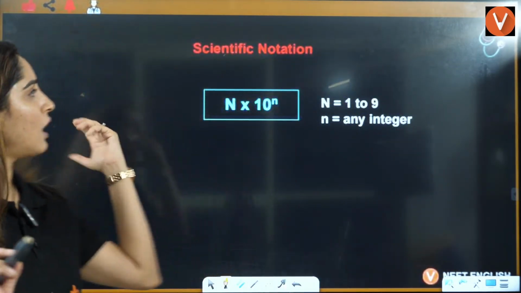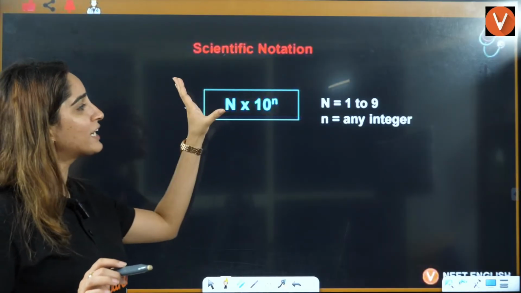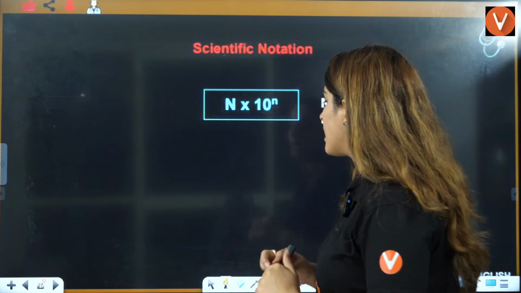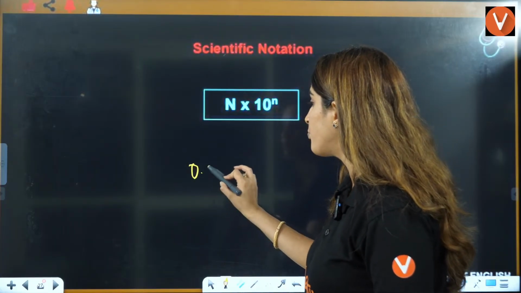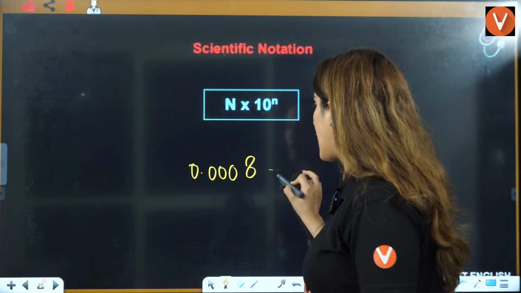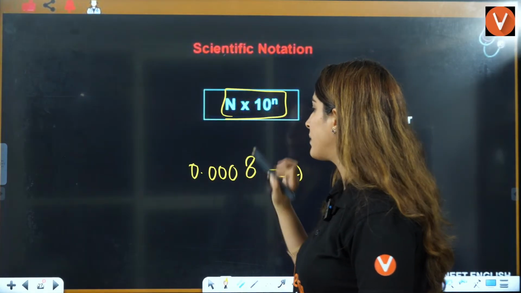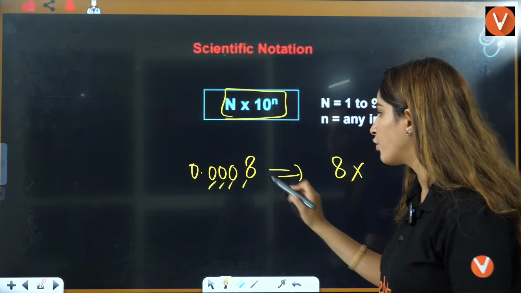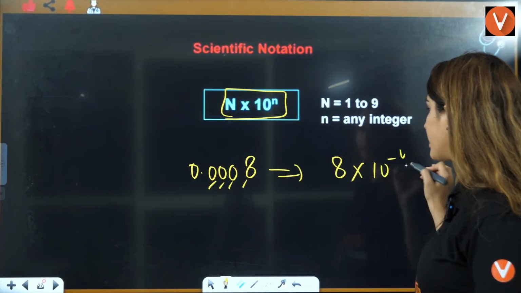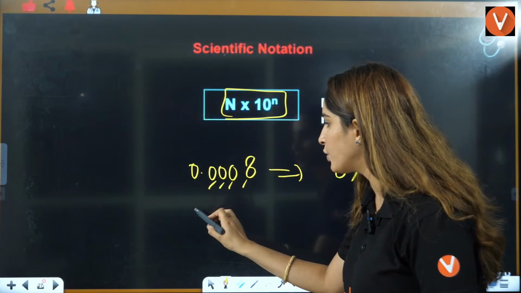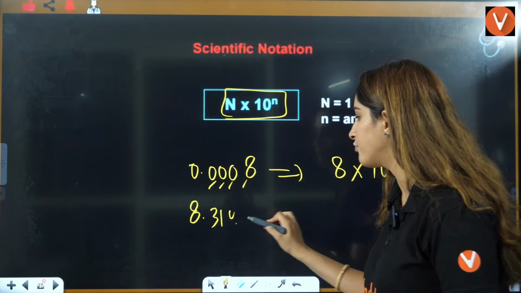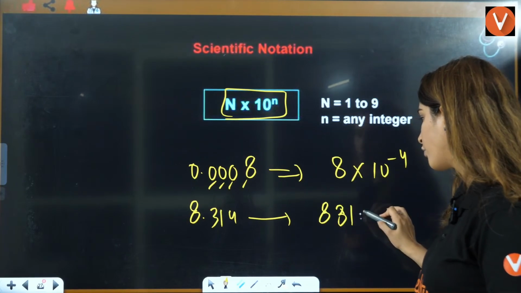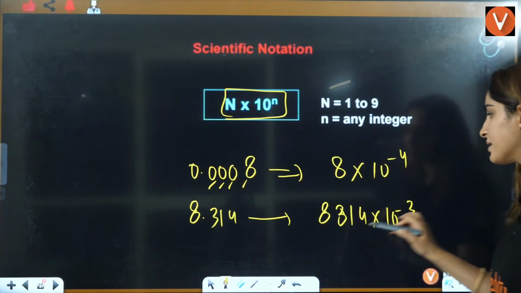Okay, now let us do the next thing, that is scientific notation. Scientific notation means, for example, they have given you 0.0008. Now you have to convert it into this format. So it will be 8 multiplied by 10 raised to power minus 4, as this is 1, 2, 3, 4. For example, they have given you 8.314. So this you have to convert like 8314 multiplied by 10 raised to power minus 3.